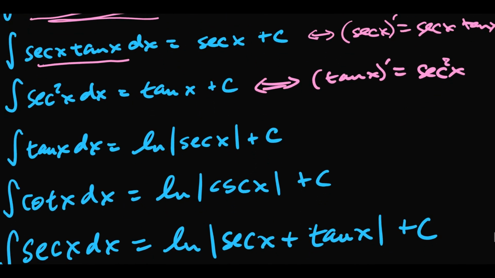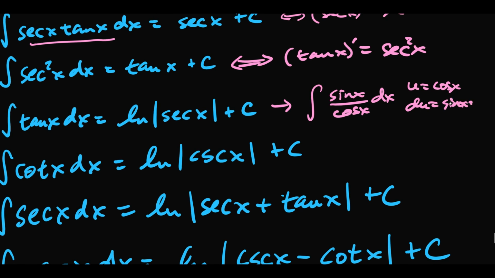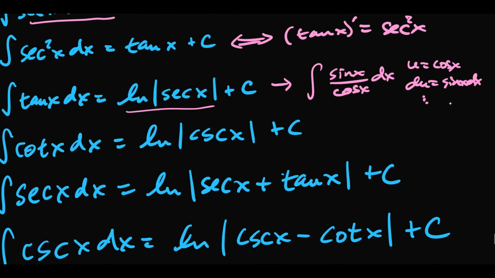This next one is actually from u substitution. Remember, tangent is also known as sine over cosine of x dx, and then you would let u equal cosine of x, du is negative sine of x dx. And then you just take it from there. It'll end up being the natural log of the absolute value of secant of x. Same thing here with cotangent. You can make this cosine over sine, and then take it from there using u sub again.